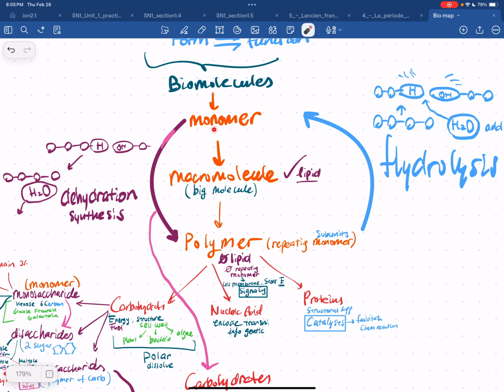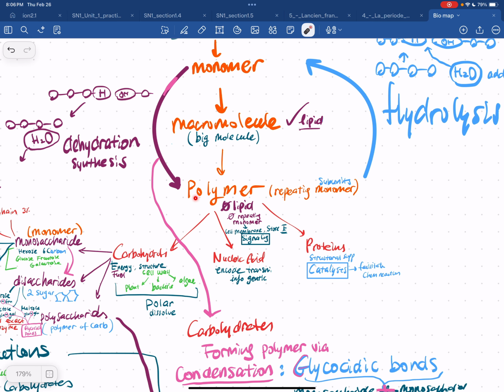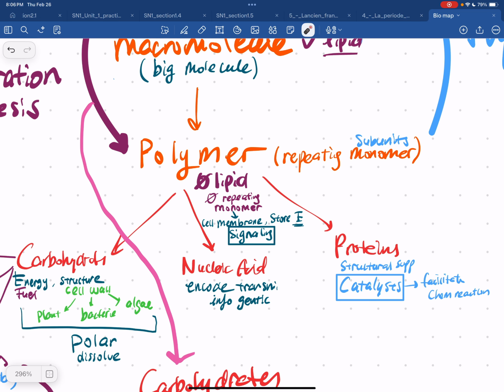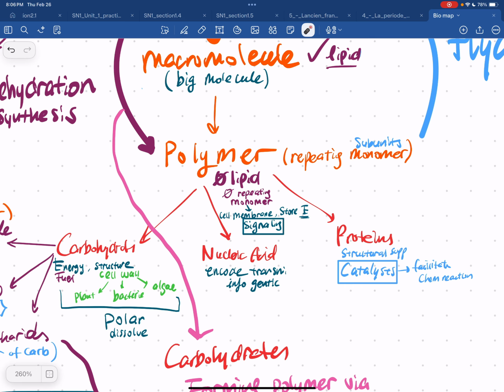Biomolecules are composed of monomers that can make macromolecules. Lipids are big molecules but not polymers, which are repeating subunits of monomers, and that is not the case for lipids. Polymers are, like I said, carbohydrates, nucleic acids, and proteins. They are just repeating sequences of these monomer subunits.